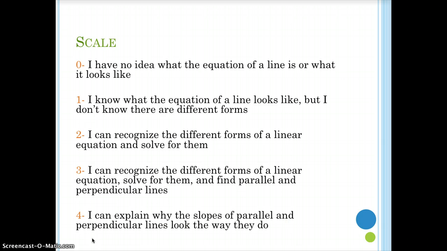The second two pieces of this goal, solve for them and find parallel and perpendicular, may be relatively new for you. They may be relatively easy. By solving for them, I mean given any sort of combination of information, whether it's 2 points, a point and a slope, or something else, can you find the equation of a line in any sort of form? And then, of course, parallel and perpendicular may be the newest pieces of information for you.